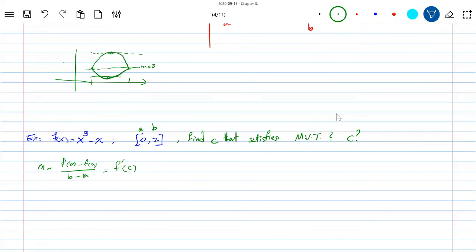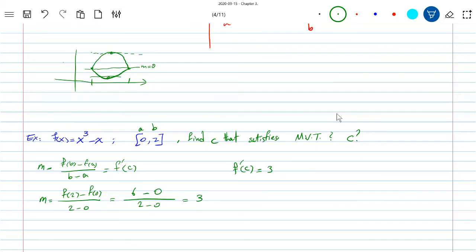So find f of B minus f of A. Here, the slope is f of 2 minus f of 0 divided by 2 minus 0. F of 2 would be replacing 2 into the function: 2 cubed minus 2 is 6. Minus f of 0, which is 0, divided by 2 minus 0. So the slope must be 3. That means the derivative at some point C must be equal to 3. We want to figure out what that C is.